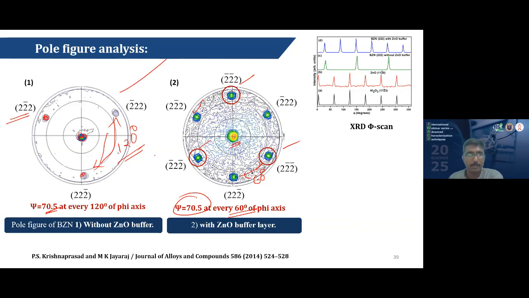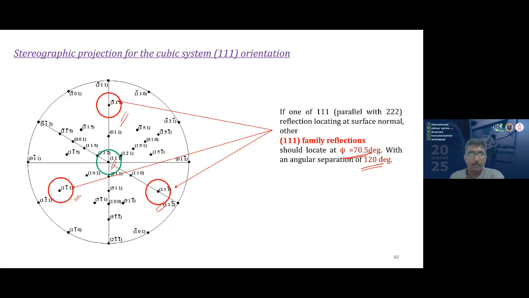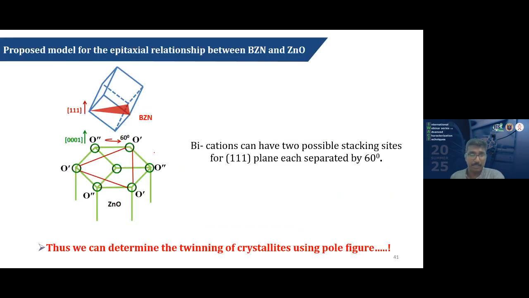We are observing an additional set of peaks. This additional set of peaks can give additional information regarding the structural orientation. These peaks come from the twinning of the BZN thin film on the zinc oxide buffer layer. This is a proposed model for the epitaxial relationship between BZN and zinc oxide.